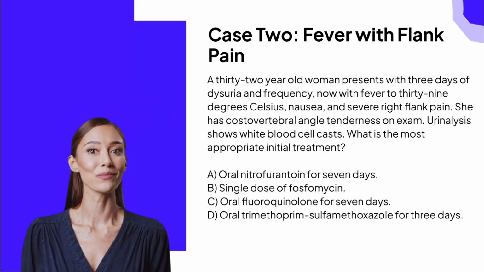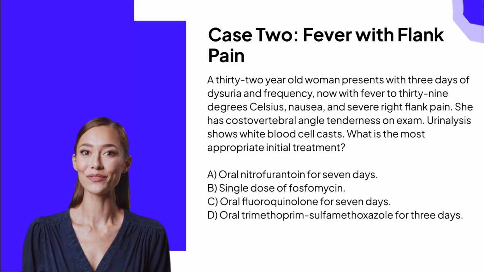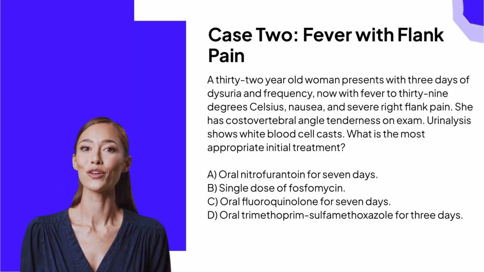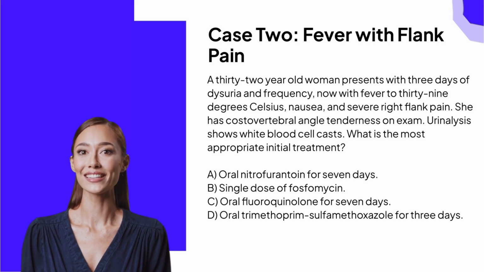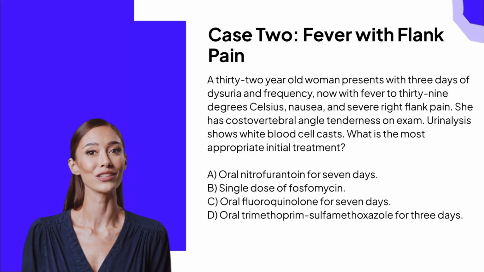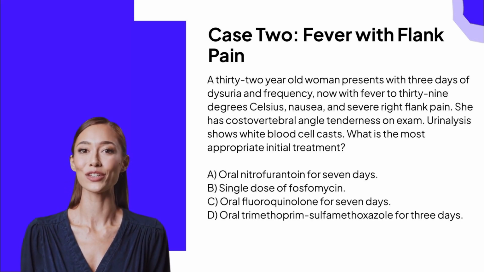Here's case 2. Notice how the presentation differs from case 1. Key details: 32-year-old woman, 3 days of dysuria and frequency, so she started like a UTI, but now has fever to 39 degrees C, nausea, and severe right flank pain. She has CVA tenderness on exam. UA shows WBC casts. This case illustrates the progression from lower to upper tract infection and tests whether you can recognize the upgrade in severity. Think about your answer before we discuss.